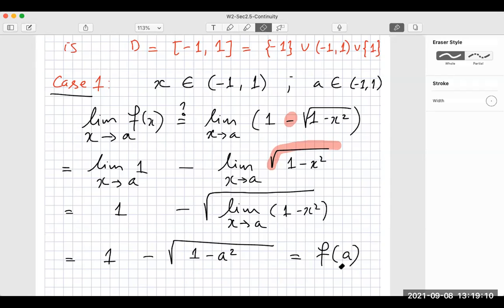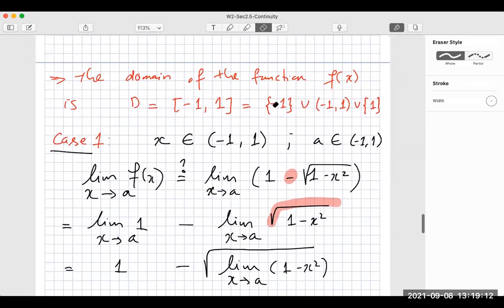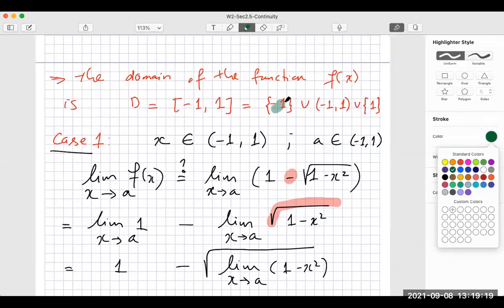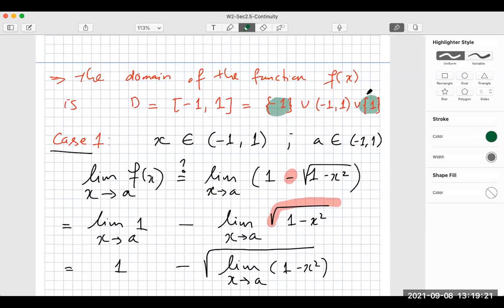Try to go home and argue the case when x is equal to -1 and x is equal to 1 here. And we'll continue tomorrow.